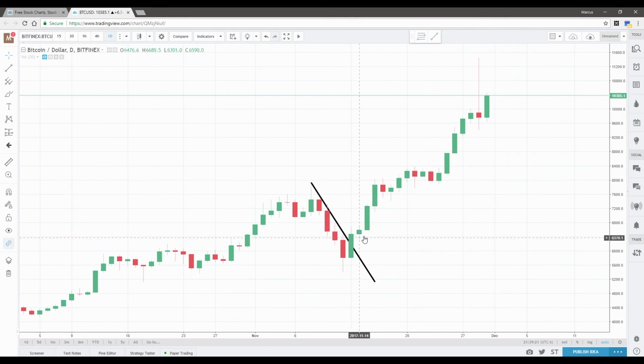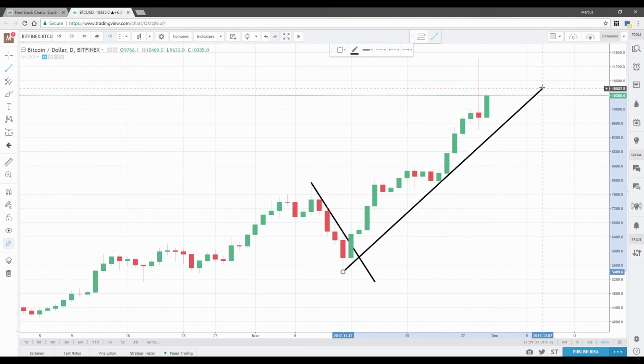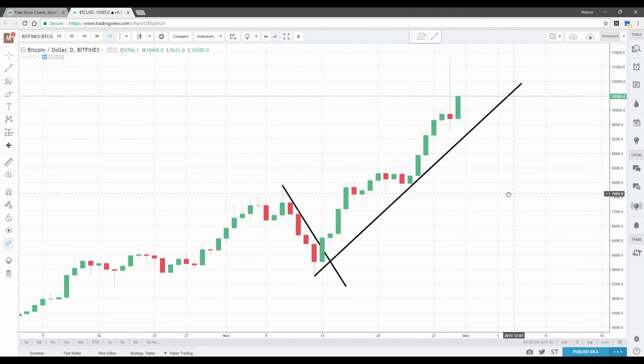We bought as soon as it crossed the downtrend. So we bought around here. Right, now again, we do the same process. Draw from the most recent bottom, and we draw up and hit as many as we can. Now we're getting close to current times, right?